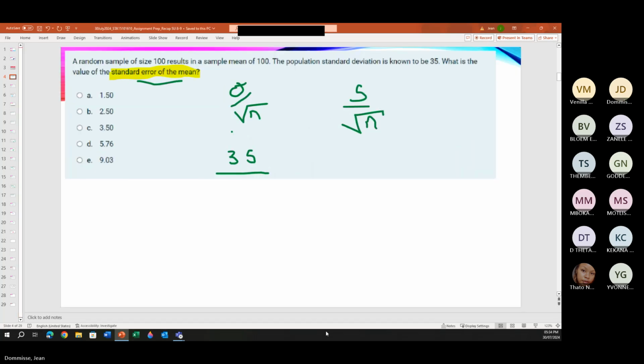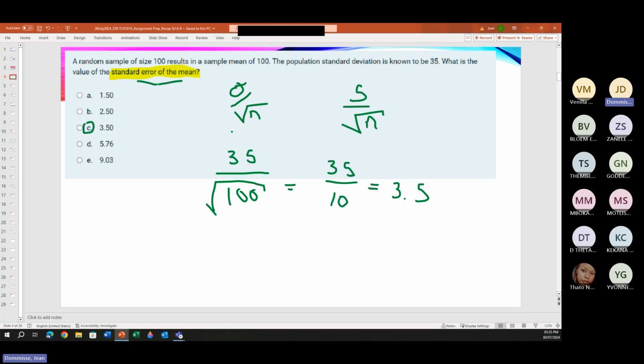So this one is nice, I don't need to get my calculator. So 35 divided by 10 will give us 3.5. Okay, and that is option 3. So very, very important just again to check for this one, even though we are doing confidence intervals, we're doing hypothesis testing.